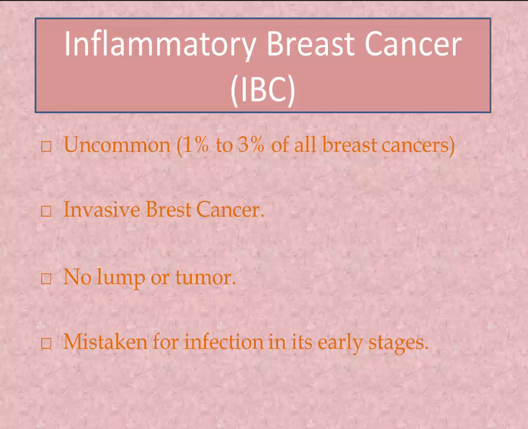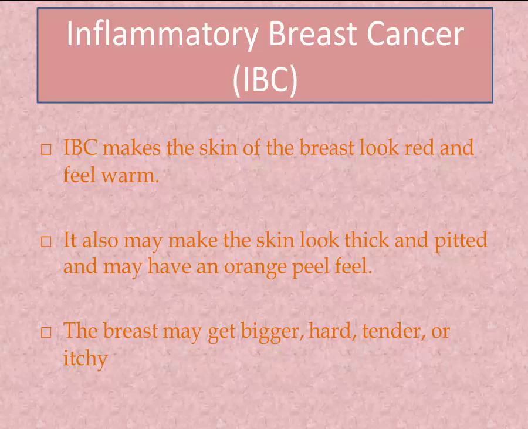Inflammatory breast cancer, IBC, is uncommon, 1% to 3% of all breast cancers. It is an invasive breast cancer with no lump or tumor, and is mistaken for infection in its early stages. IBC makes the skin of the breast look red and feel warm. It also may make the skin look thick and pitted and may have an orange peel feel. The breast may get bigger, hard, tender, or itchy.